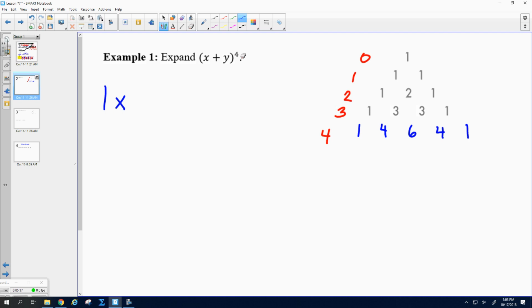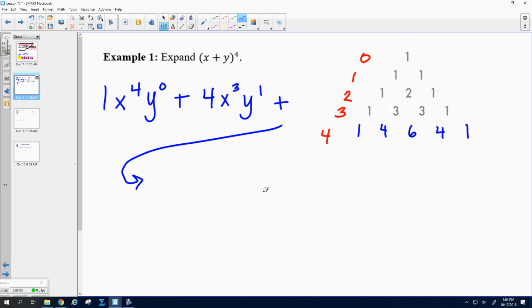Close. Start with your highest on the first one. So I'm going to start with a 4. And my y is going to be to the 0. Plus, my next coefficient is a 4. And now, Evan, my x is going to be to what power? Third. And Dylan, my y is going to be to what power? Good. Plus. Now I have the next coefficient. I'm going to come down here because I'm running out of room. Thomas, what's my next coefficient going to be? Good. I have a 6. And then, Anna, my x is going to be to what power?